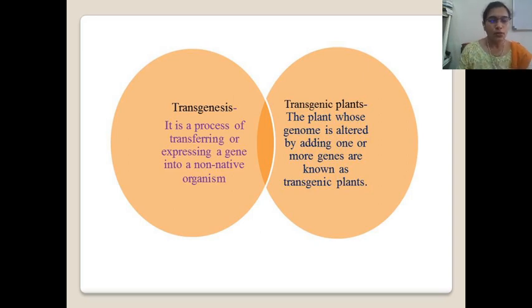Therefore, the whole process of transgenic plant development, which involves introduction, integration, and expression of a foreign gene into the host plant, is known as genetic transformation. This combined use of recombinant DNA technology, gene transfer methods, and tissue culture techniques has led to the efficient transformation and production of transgenic plants.